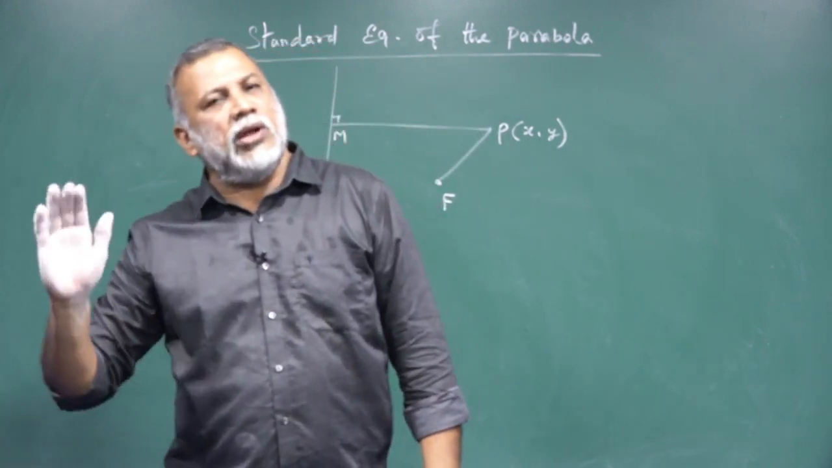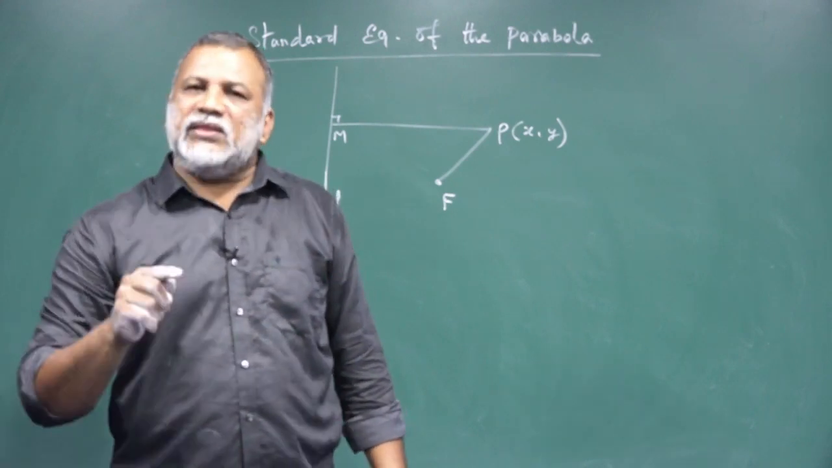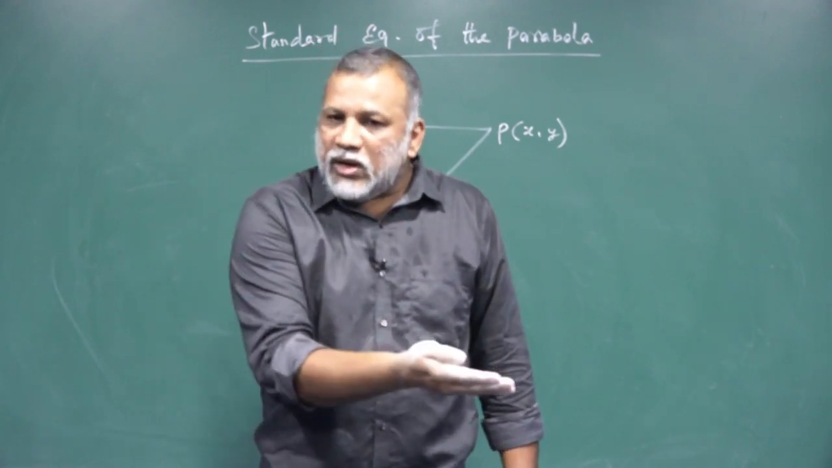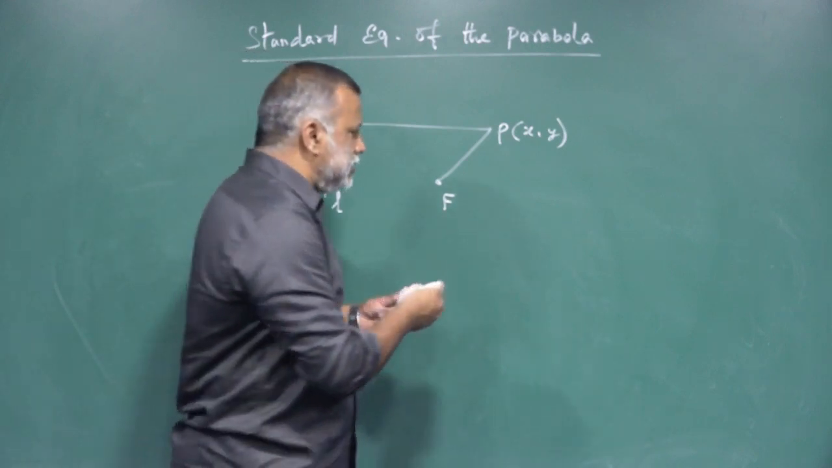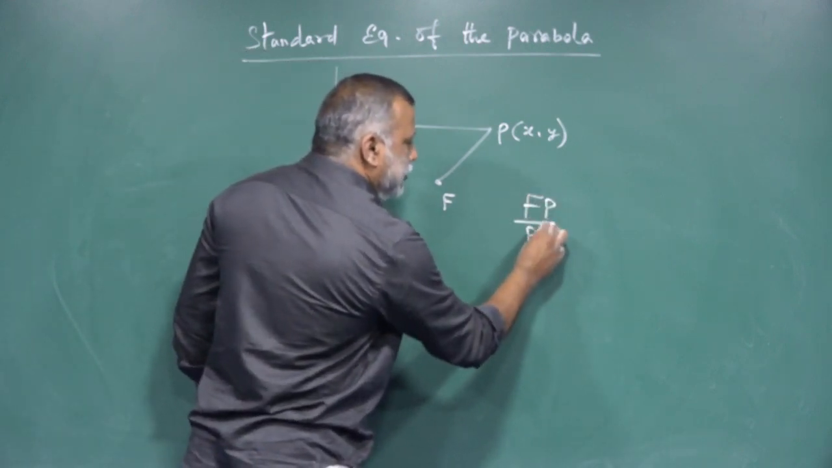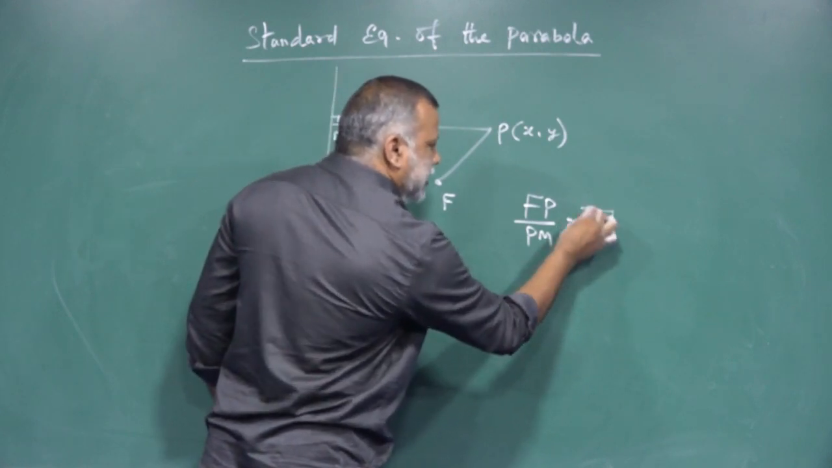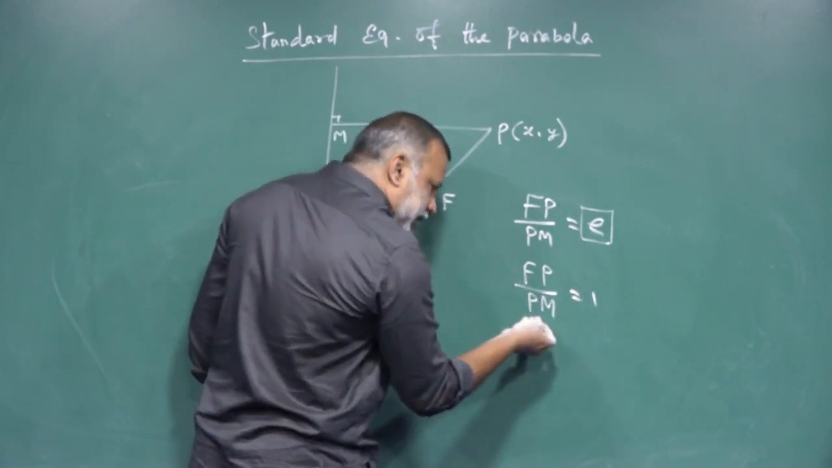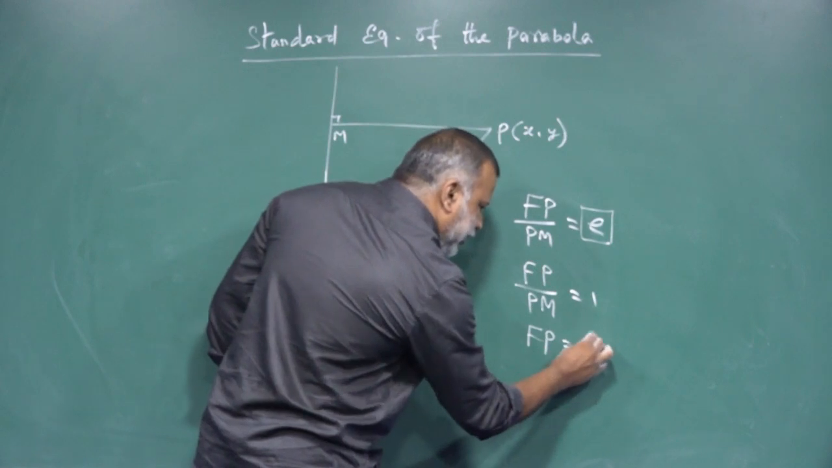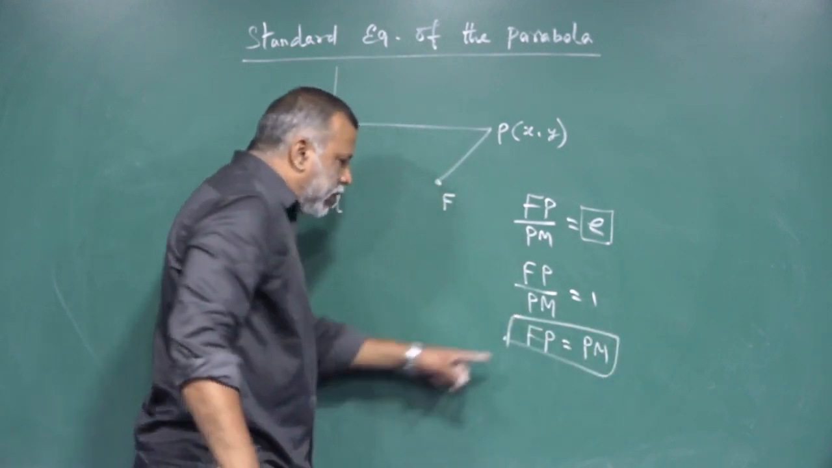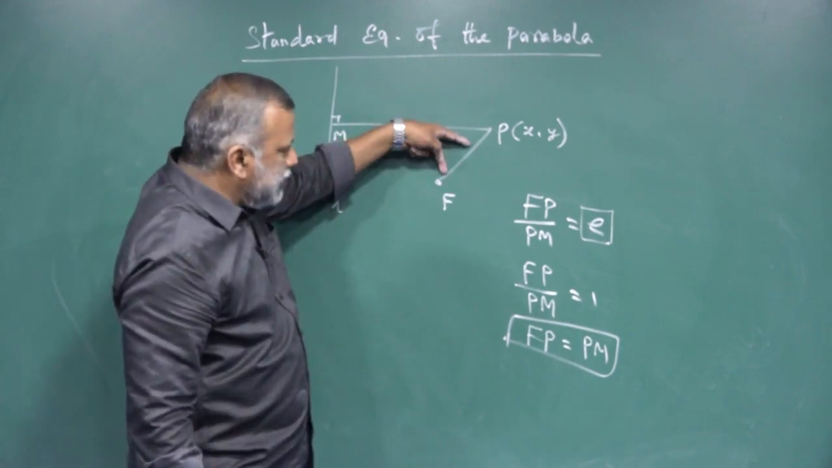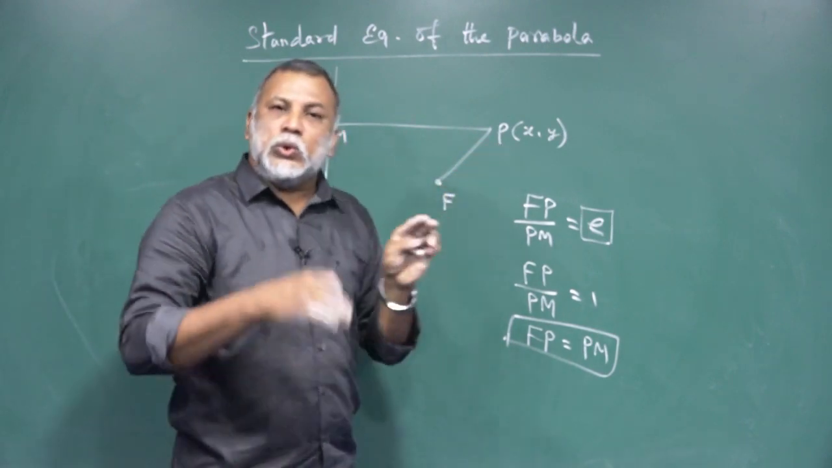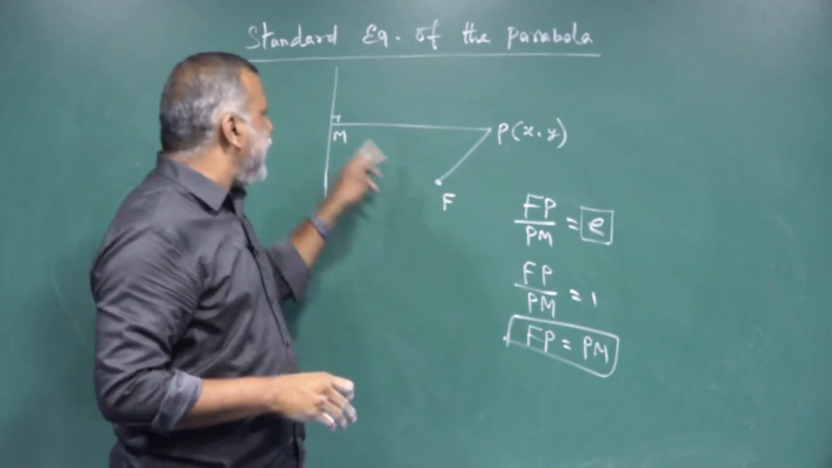Now what is the meaning of parabola? So far we discussed eccentricity. If an equation has eccentricity E equal to 1, then the conic is said to be a parabola. See this: FP by PM equal to E. If this E is considered to be 1, we can write FP by PM equal to 1. Then cross multiply, we get FP equal to PM. What is the meaning of FP equal to PM? This distance FP and this distance PM are equal. Therefore, this P should lie equidistant from F and L.